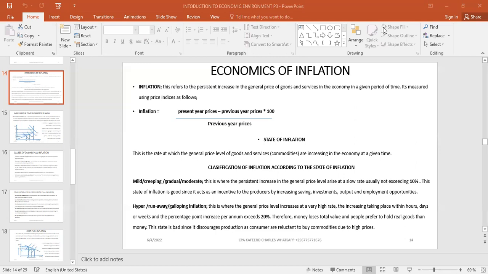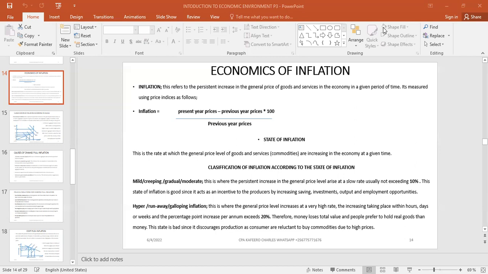So that's why we are saying that when inflation is high, people don't even want to hear about money. They rather keep their stock and build stock, because if you lose the stock, when you want to buy it again, you may find that the price you will incur is more than what you actually got. That's how I can explain the state of inflation.